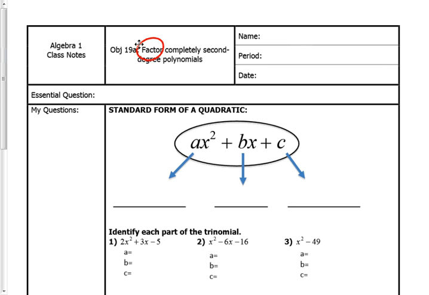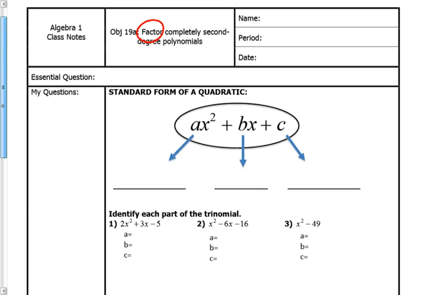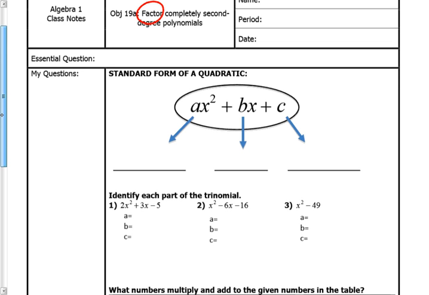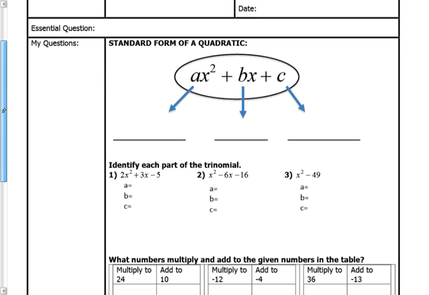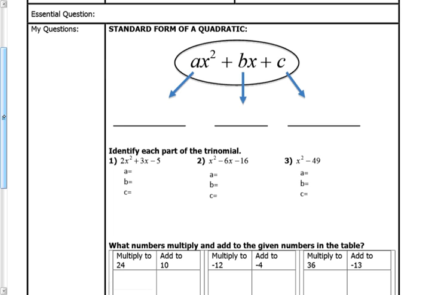But afterwards, we're also going to start to notice that there are different patterns of these polynomials, and we have to try to recognize when they look a certain way, then we're going to be factoring them a certain way. So the first thing we're going to talk about is some basics here: the standard form of a quadratic.